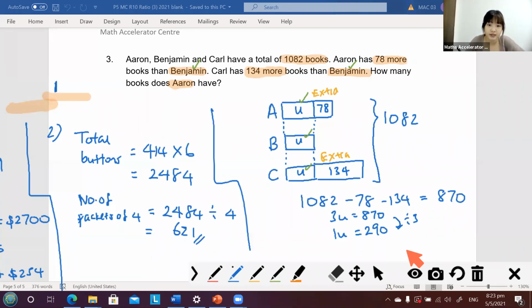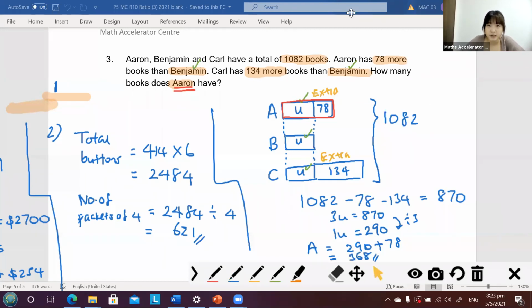Okay, what should you do to find Aaron? Yes, correct. Okay, don't forget plus the 78 because Aaron is not just 1 unit, he's 1 unit plus 78. Okay, so always keep in mind 1 unit is not always your answer. So 290 plus 78. Final answer? Yes, correct. 368.